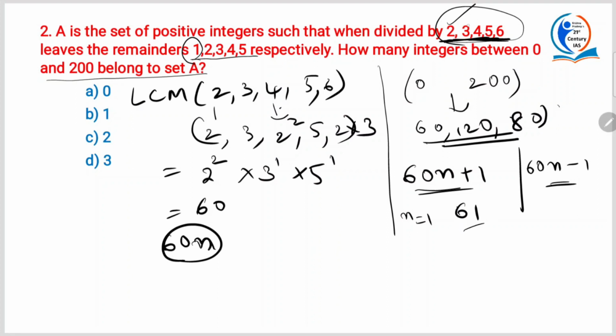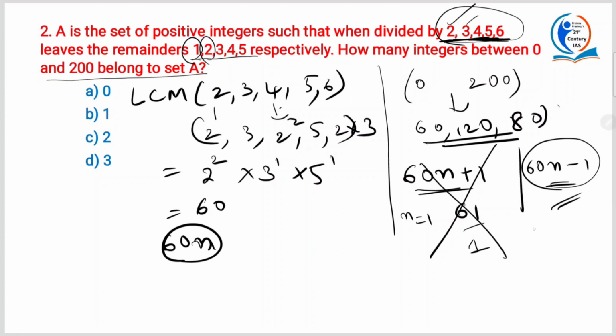Good. Now we will take 3. Is 61, when divided by 3, going to leave remainder 2? No, it will leave remainder 1. So this form is ruled out. The only possible thing is this one, 60n minus 1, are the required numbers.